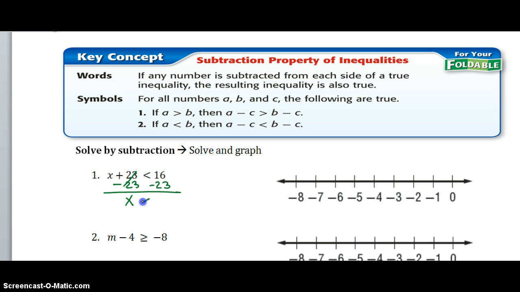X is less than -7 because -23 has a greater absolute value, so you keep the sign of the bigger absolute value, which was 23, so it's -7. So X is less than -7. It's an open circle because it's not equal to, and your arrow is going to point to the left.